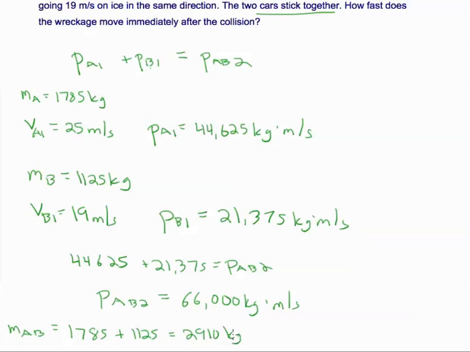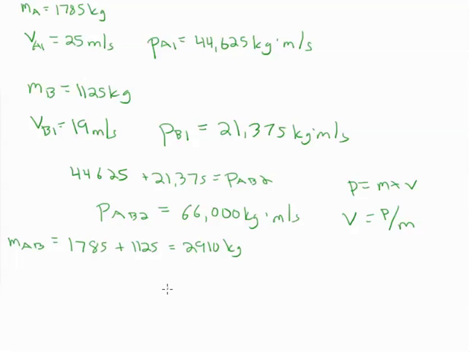And so we say, we know P equals M times V, so V is P divided by M. So our velocity is our final momentum divided by our mass. We just have to make sure that we use the correct mass. And when we round to two significant figures, we get 23 meters per second.